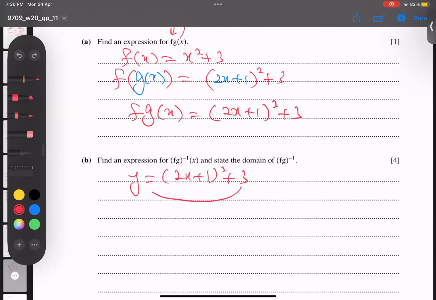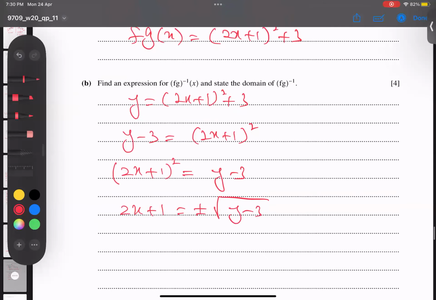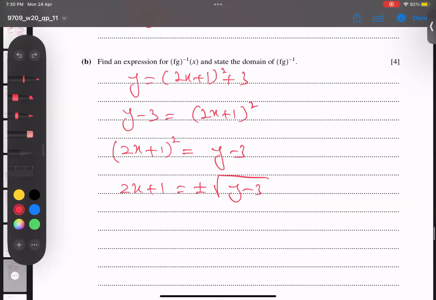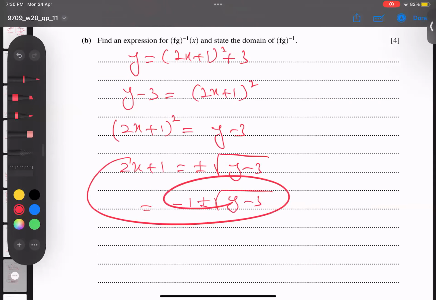So 3 will go there. Take the root, or switch the sides first of all. When the side changes, the sign changes; no sign changed here. Take a root. I got y minus 3 in this one, and 1 will be added. Adding here means subtracting there, so you understand very well. Minus plus and minus root of y minus 3, and this 2 will divide the whole.